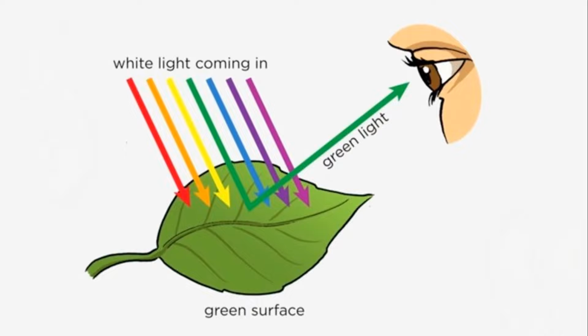So a lot of people think that plants use the green light for photosynthesis because they're all green, but actually they're green because they're not using that green light that's getting reflected. They're actually using red and blue light.